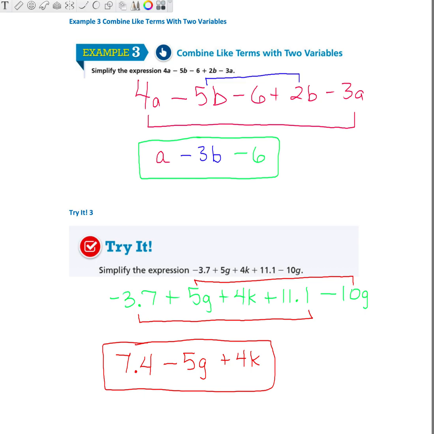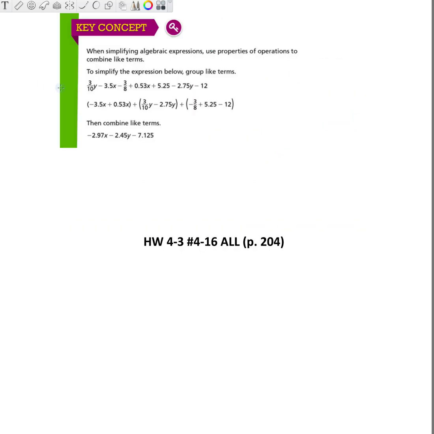So let's finish up this lesson here with a summary. When you're simplifying, you're using properties. It says to simplify the expression below, group like terms, and it shows them actually being rewritten. And I really don't think that there's a ton of value in doing that. That is making a fairly simple problem much more complex.